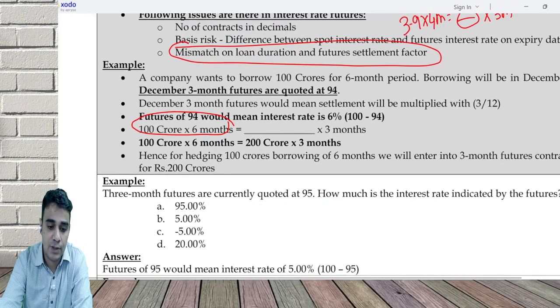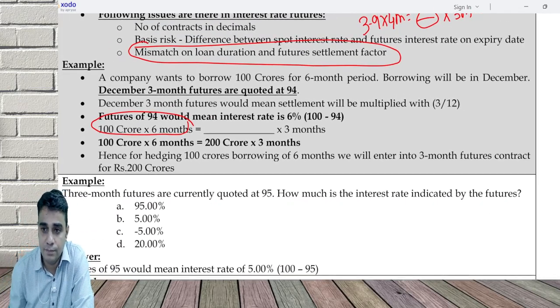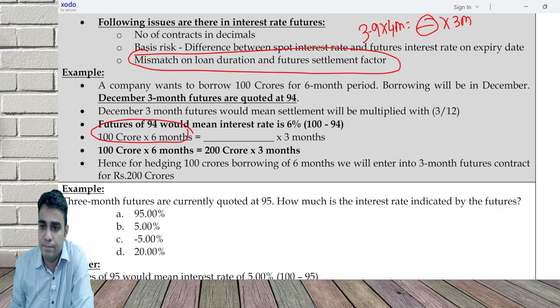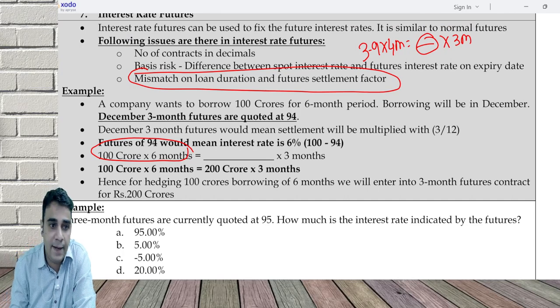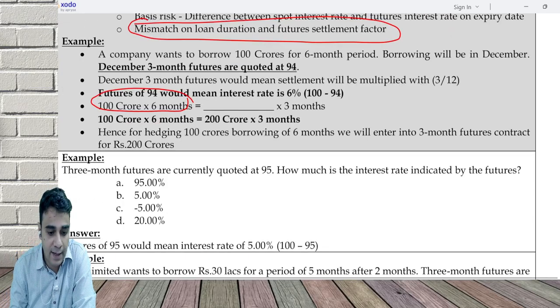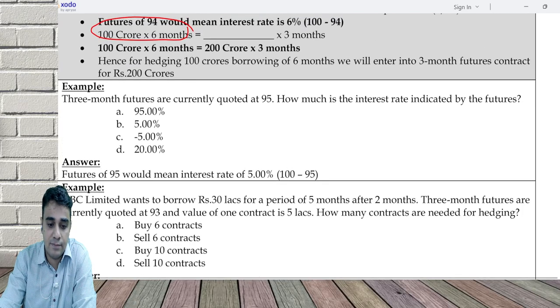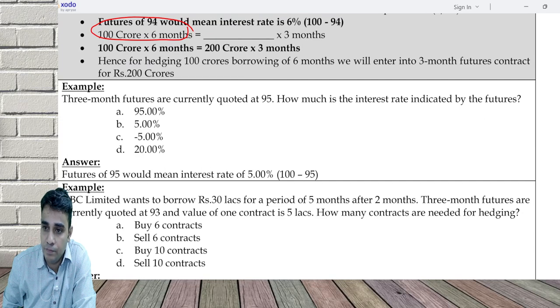Now tell me the answer to this. Very simple example. Interest rate is 100 minus 95. Tell me this. The buy or sell part I'll explain later. Let's not worry much about it for the time being. Just get me the number of contracts.